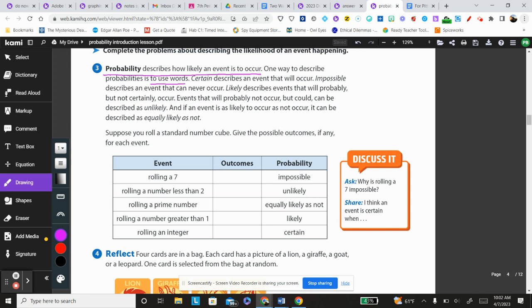All right, certain, underline this, guys. Certain describes an event that will definitely occur. If it's certain, it's going to happen. Okay? I was certain that the school was going to open today, because every other school is open.